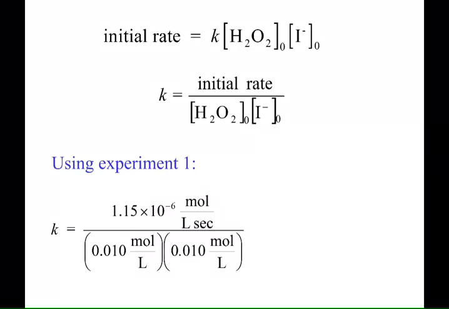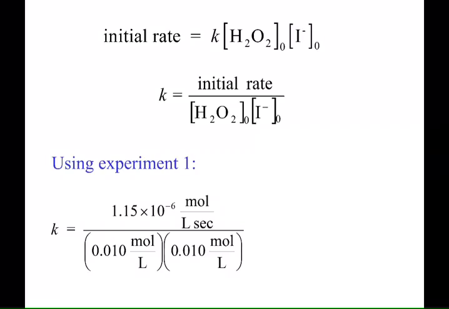So that last number is 1.15 times 10 to the minus 6. Units are moles per liter per second. In the denominator, we have the hydrogen peroxide concentration, 0.010 moles per liter. Also, for that trial, we had the I minus is 0.010 moles per liter. And this is a good example. This is our first K that we're coming up to.